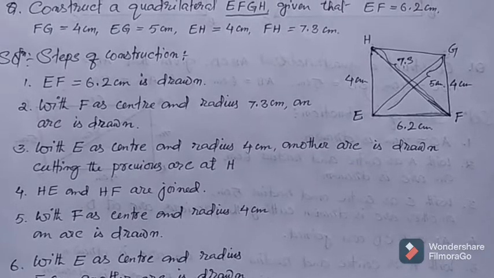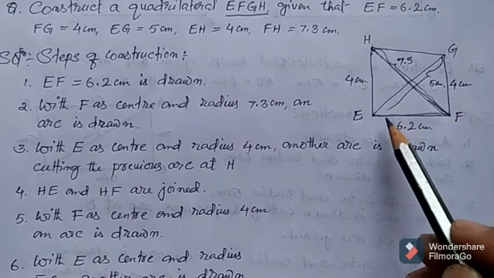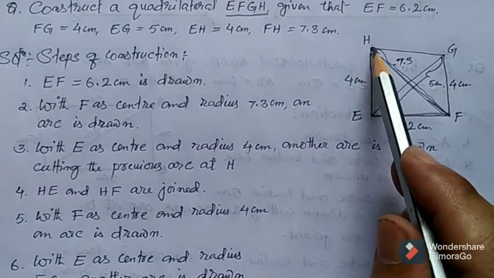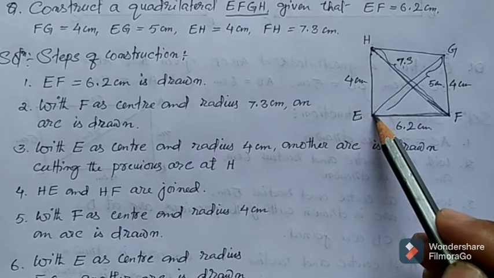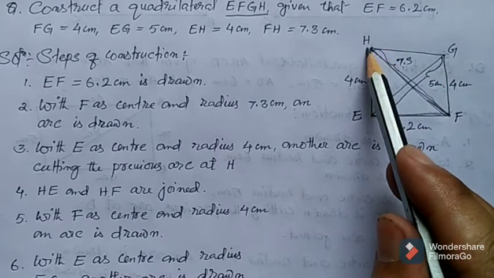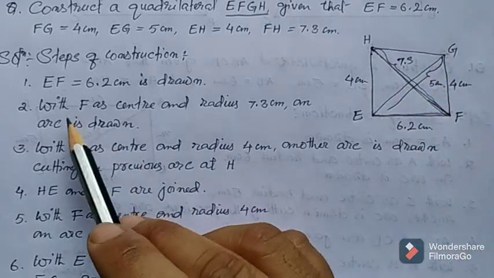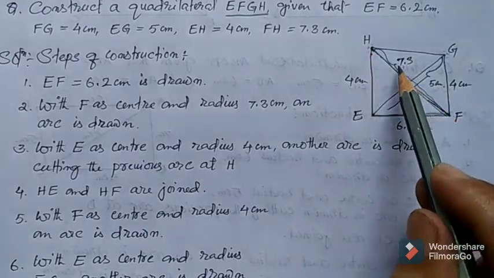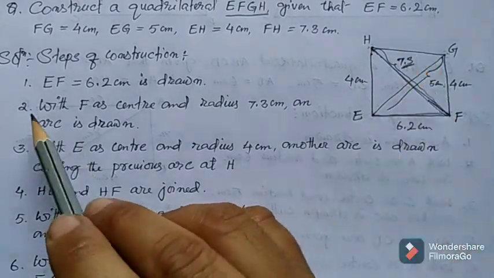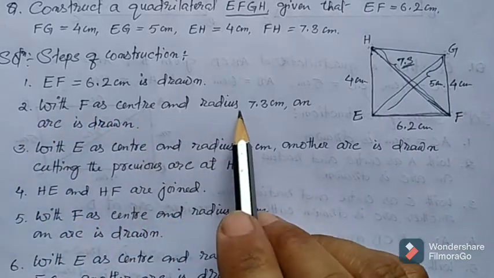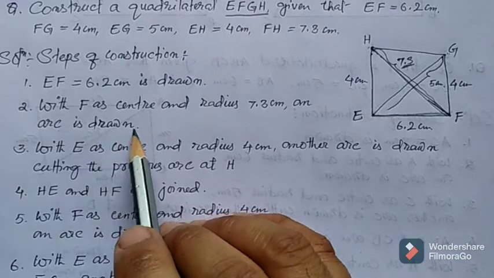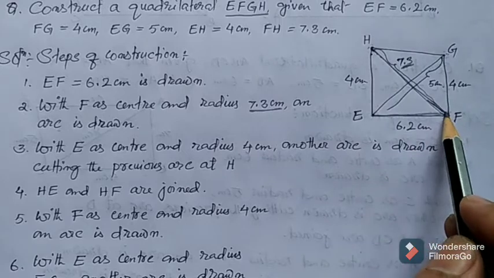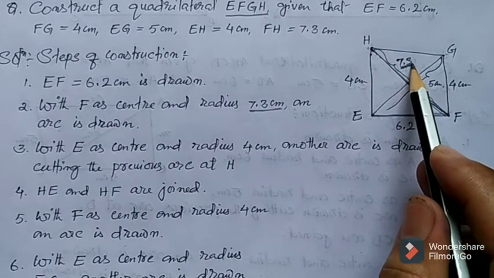Then the second step. You have many options for the second step. Now we have EF. After this, your second step can be for FG, or FH, or if you start from E, it can be for EG or EH. So out of these many options, we have taken the side FH, which is a diagonal of 7.3 cm long. So the second step is with F as center and radius 7.3 cm, an arc is drawn. Why do we take radius as 7.3 cm? We are to draw the side FH, which is 7.3 cm long.